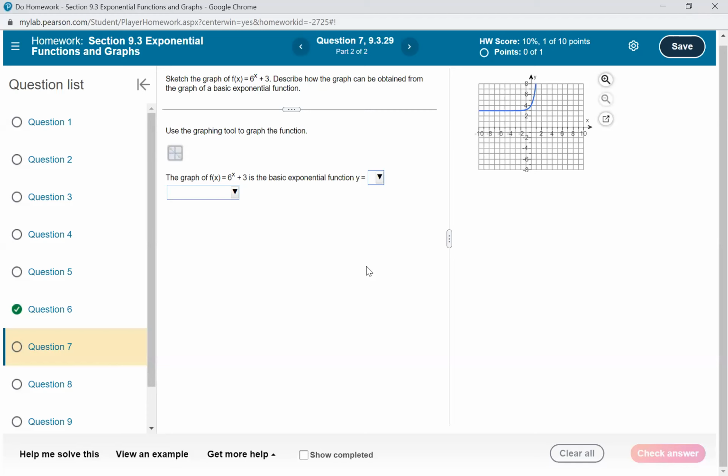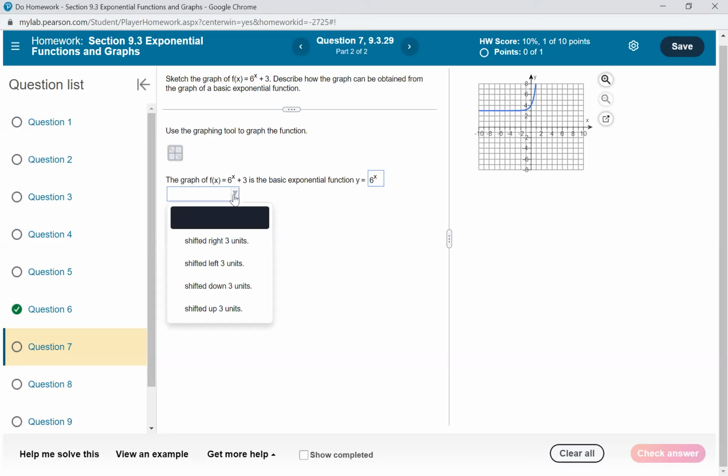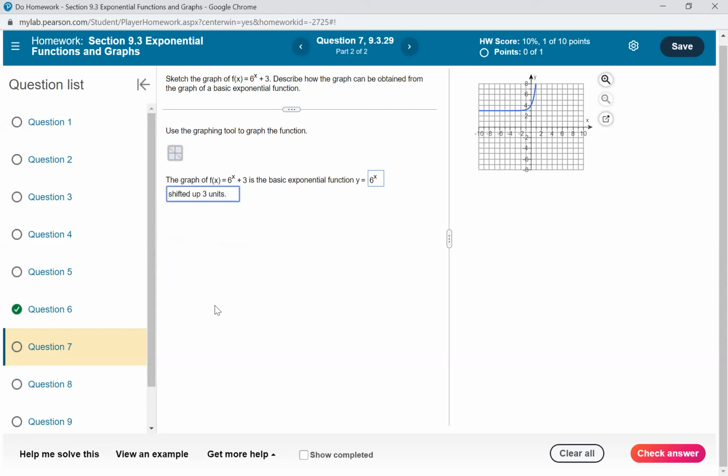So the graph of f of x equals 6^x plus 3 is the basic exponential graph, y equals 6 to the x. Remember, the x has to look like an exponent. So you want the 4th choice on here. And then it's going to say we went up 3 units. So we would pick the last answer, shift it up 3 units. So you know if you got the graph right, you're going to get this part right because it's doing the same thing you did on the graph, okay? So check that answer.